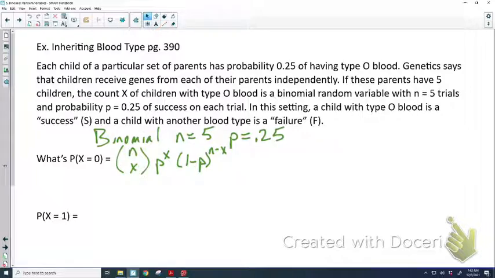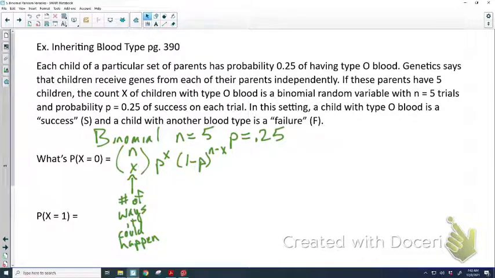And you are allowed to use that formula if you want, but there's another option on your calculator that'll do this very quickly. But before we dive into the calculator, let's look at the formula. This right here is the number of ways it could happen. Because if I have 5 kids, the X value could cause a success or failure any number of ways.